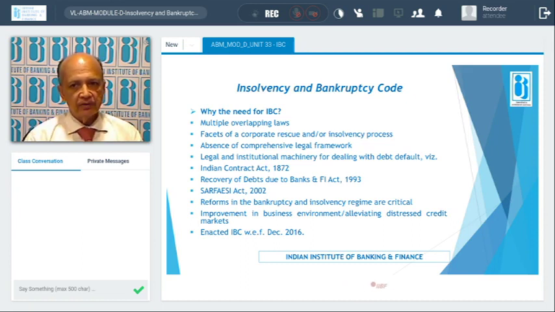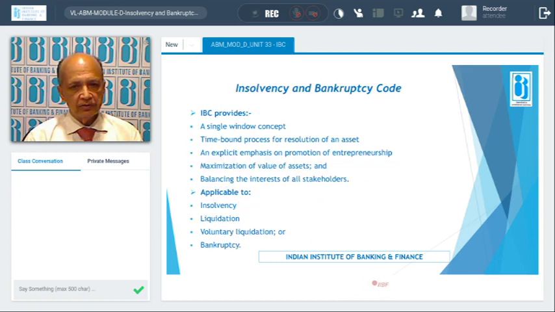Now, this act provides, and the most important thing, a single window approach, in the sense that the act will take care of the viable unit, and it will take care of the unviable unit also. In both cases, a resolution plan would be there for the viable unit, and the other one is for the liquidation process. So under one act, both things are taken care of. We can say it is the single window approach.